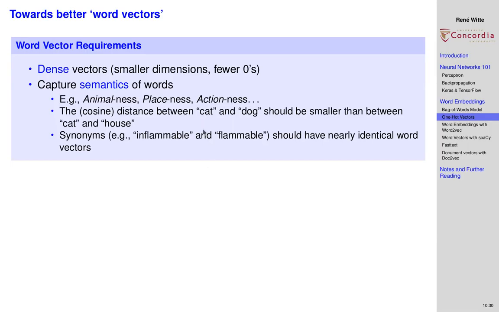So in this kind of representation, the distance, for example, the cosine distance in a vector space between the cat and the dog should be a lot smaller than between the cat and the house. On the other hand, words that are different but have the same meaning should have basically identical word vectors, even though they're represented differently. In the one-hot representation, they would be just as different as cat and dog or dog and house. But in our semantic representation, because they mean the same thing, they should be identical or nearly identical.